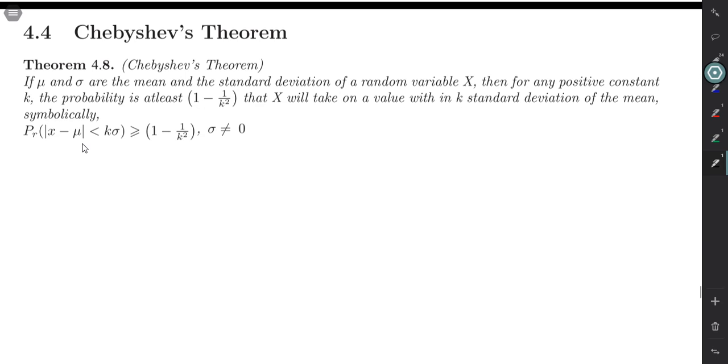So when we say X will take on a value within k standard deviations of the mean, that is, k times the standard deviation within X minus mu. I'll show you the graph, then you can easily understand what this says.